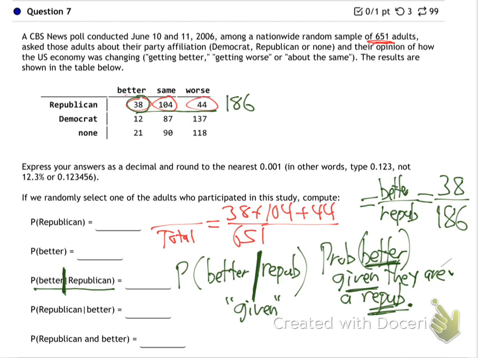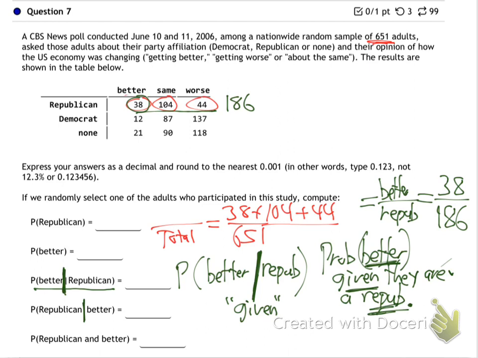Let's try the reverse now. Notice how they're switching it here. Republican and better. They're swapping it. Can you do that one? What's the chance they're Republican given they think the economy's doing better? That's a different question. The order matters, you'll see. Try that one. Let me give you a second. On that one, which one's the denominator, the Republican or better? The better, because that's what you're given now.